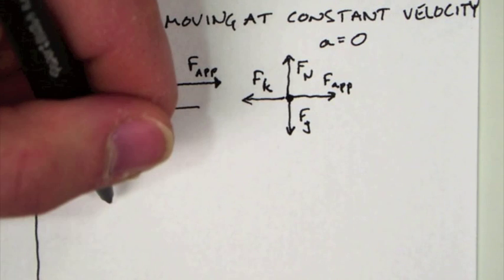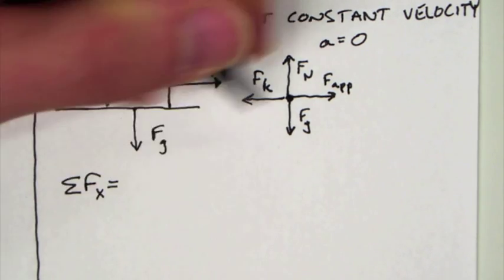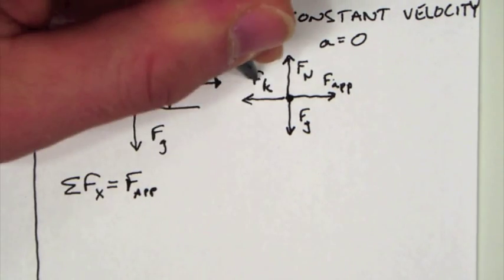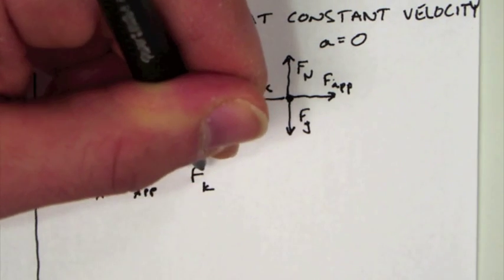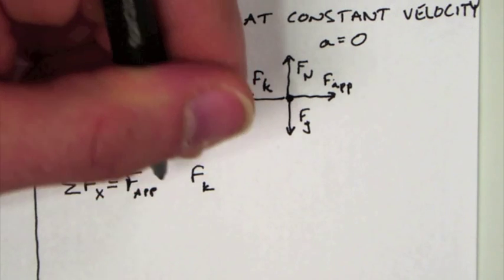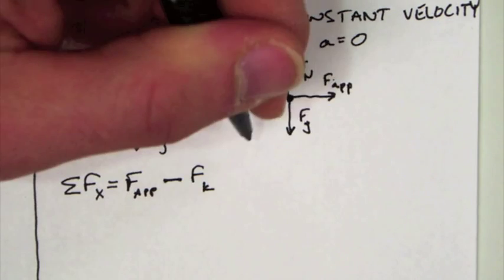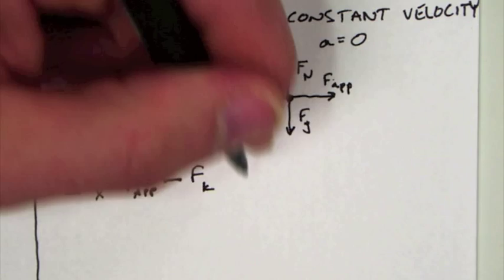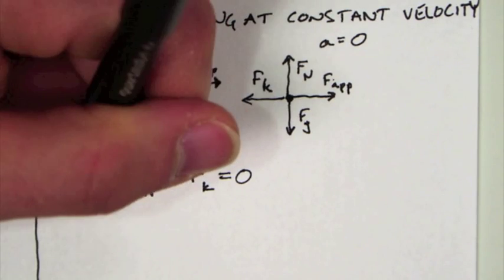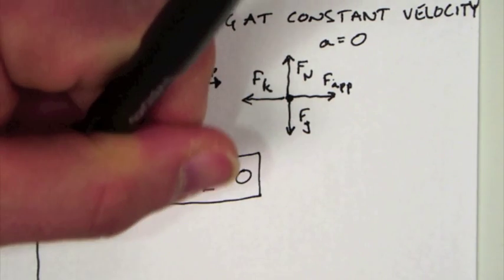Now I want to sum up my forces. So in the x direction, I have the applied force, and I have the friction force. And again, because they are in opposite directions, I have to subtract, and because the applied force is going to the right, I'm going to just call that positive and friction negative. And there is no acceleration, so that means there cannot be a net force. So that's my equation in the x direction.